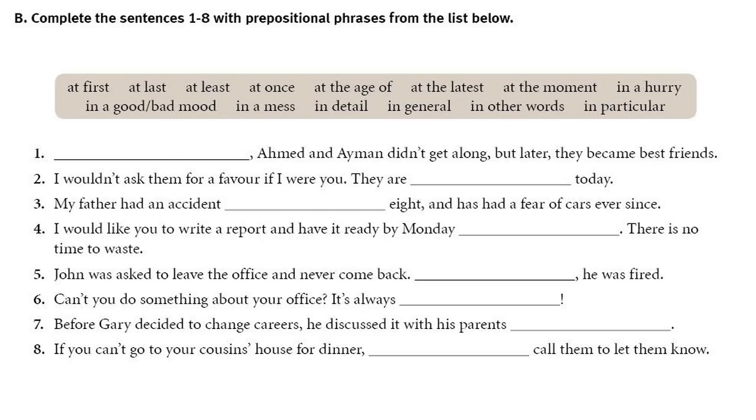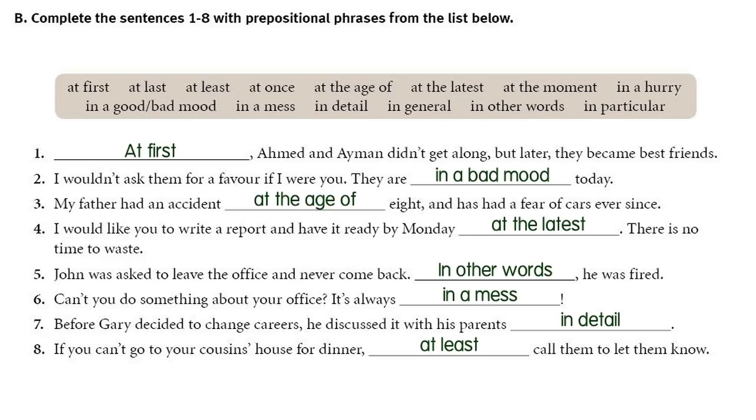B. Complete the sentences 1 to 8 with the prepositional phrases from the list below. Answers are: 1. At first, Ahmed and Ayman didn't get along, but later they become best friends. في البداية at first. Number 2. I wouldn't ask them for a favor if I were you. They are in bad mood today. In bad mood في مزاج سيء. Number 3. My father had an accident at the age of 8 and he has had a fear of cars ever since. At the age of في عمر.